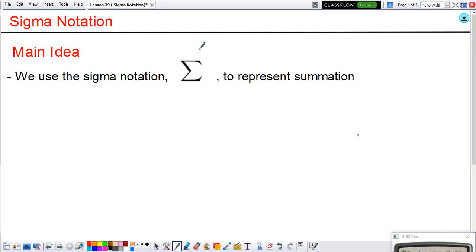When we talk about sigma notation, we need to start thinking about summation, which is just adding. We're going to be adding some expressions over and over again from a starting point to an ending point. And we're going to use this symbol, called sigma notation, to represent that idea. So when you see sigma notation, start thinking about addition or summation. So let's see some examples.